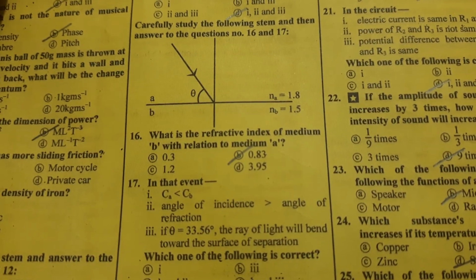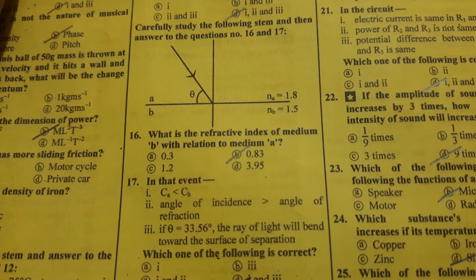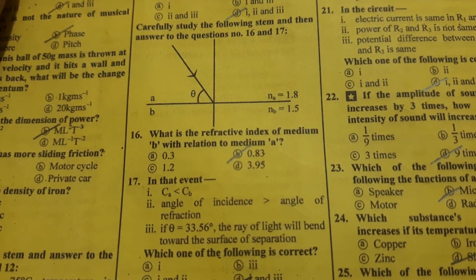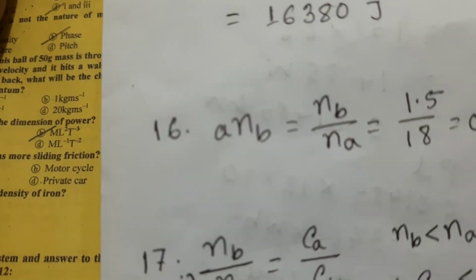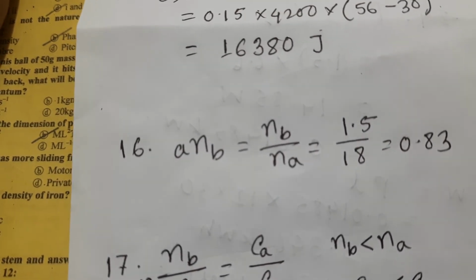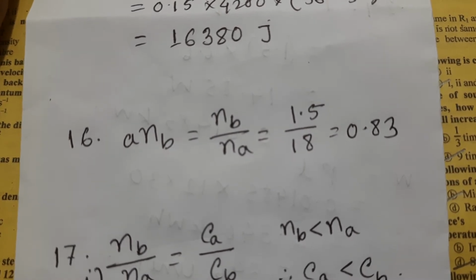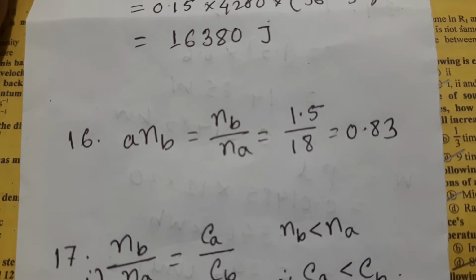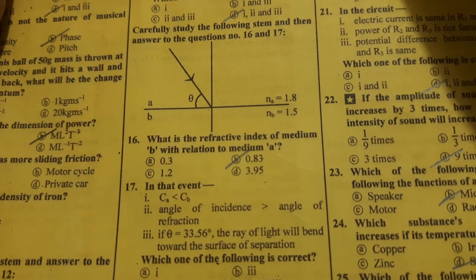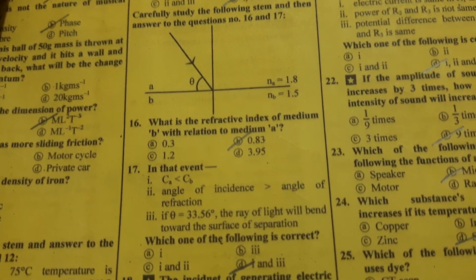What is the refractive index of medium B with relation to medium A? Here the answer is option B, 0.83. The explanation is, we know that the refractive index of B with respect to A is aNb equals Nb by Na equals 1.5 divided by 1.8 equals 0.83. So the answer is option B, 0.83.